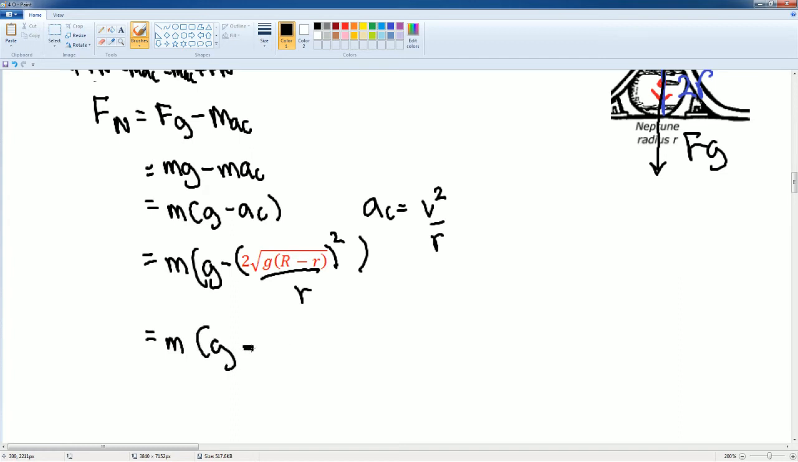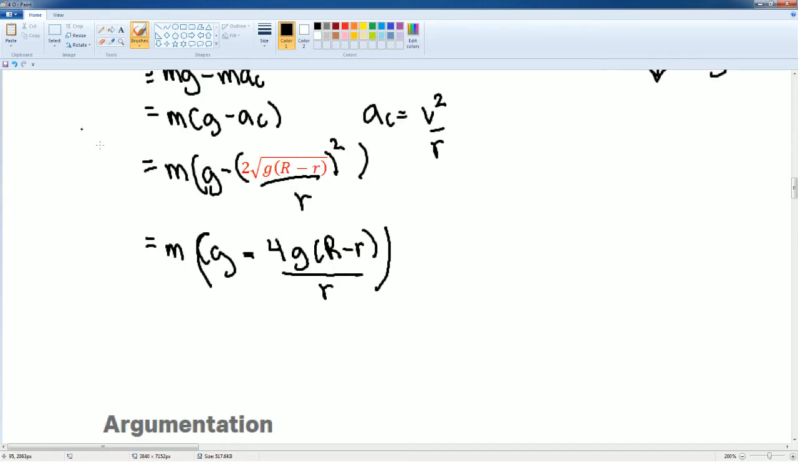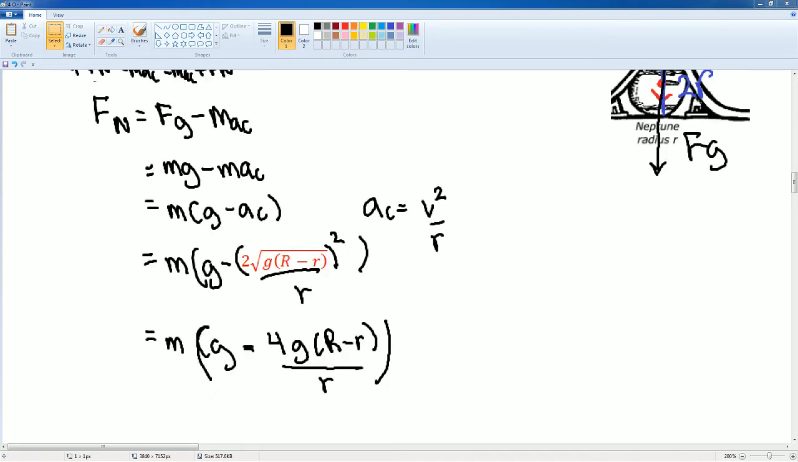G minus 4g, big R minus little r over r here. Perfect. And this is still in the parentheses. Give me a second to give us more room.